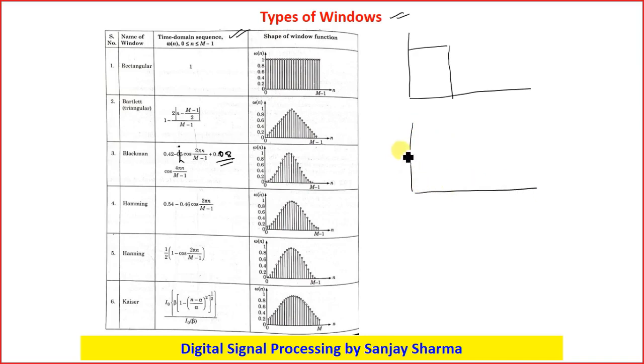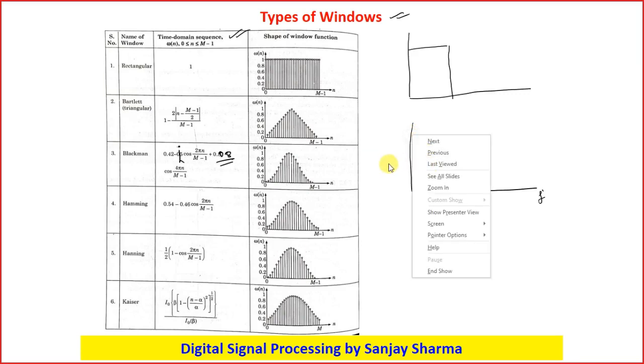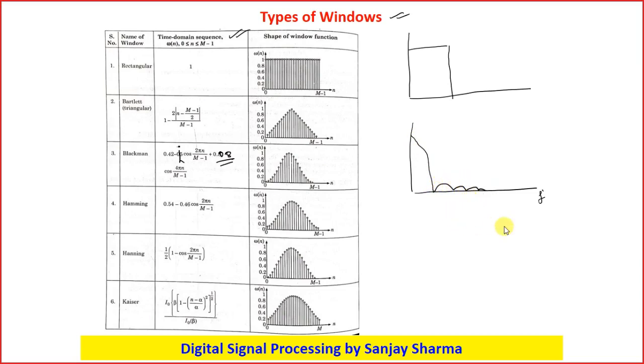When you look into the frequency component of this one, I'm just considering the positive frequency for this example, but in the digital domain, negative frequencies are also present. For the sake of simplicity, I am taking this. So what happens? You get a sinc function. If you see, there are ripples over here.